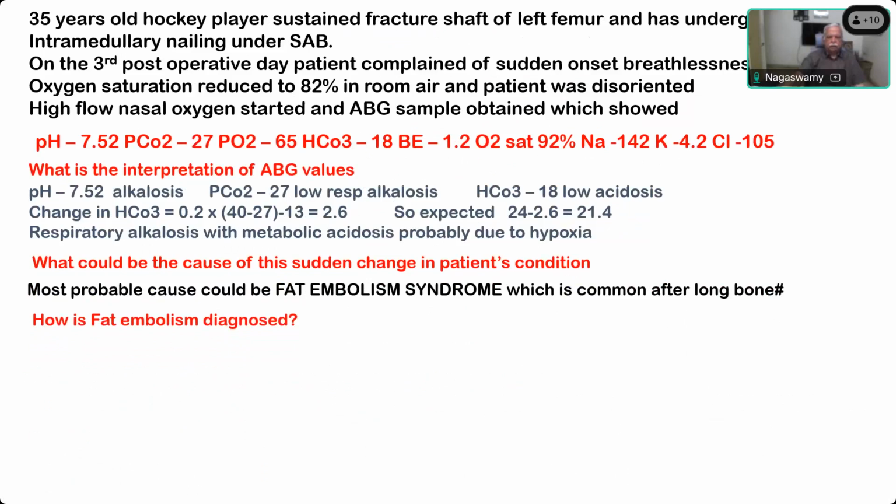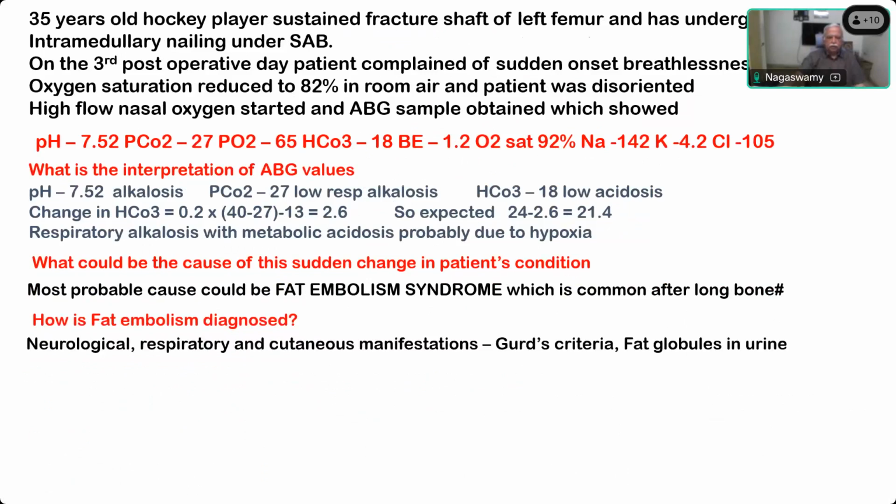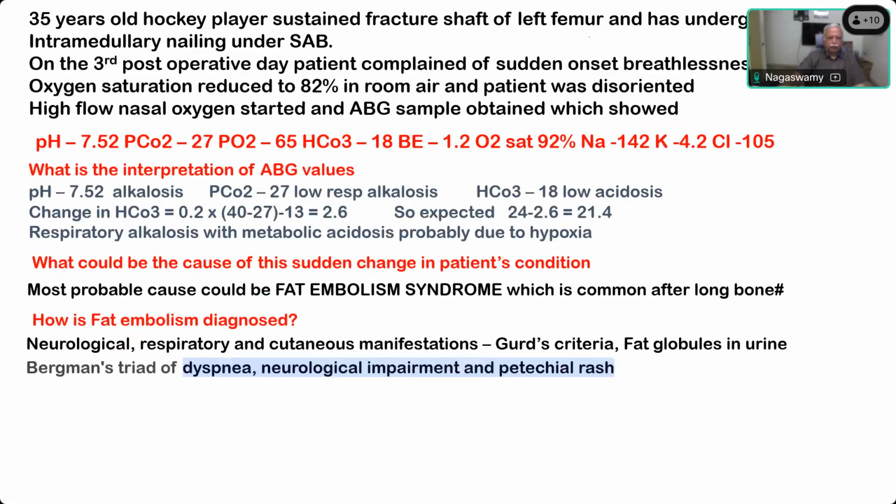Gurd's triad: respiratory insufficiency and cerebral, neurological, respiratory, and cutaneous manifestations, which are called Gurd's triad. Fat globules in urine also can be demonstrated by urine examination. But these three are altered sensorium, tachypnea with desaturation, and petechial hemorrhages in the skin, the classical representation of fat embolism. In Bergman's triad: dyspnea, neurological impairment, and petechial rash.